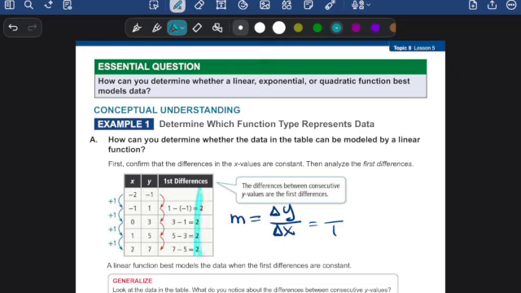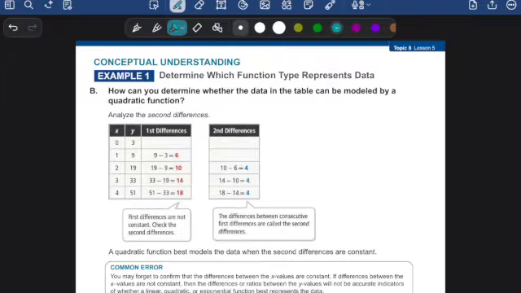So we can see we are adding 2 each time. That should be your clue that it is linear, if you have a constant first difference. What if you don't have a common first difference? So if we look in our next example, our x values are increasing by 1, so that's good. Look at our y values. We're increasing by 6, we added 10, we added 14, we added 18. So it's not a common first difference.